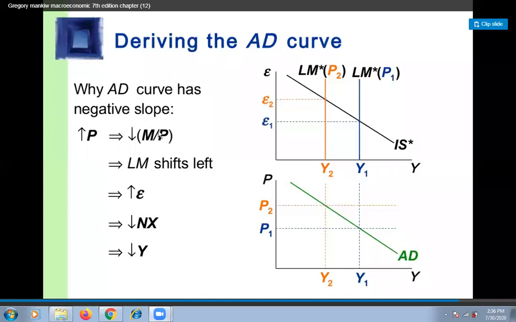So as the price level increases, real money supply decreases, and the LM shifts left. As LM shifts left, the real exchange rate increases. As the real exchange rate increases, the output level decreases because of decreasing net export.